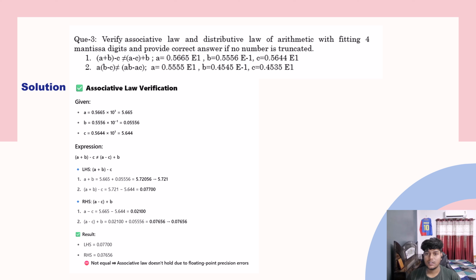However, without truncation, A plus B minus C is 0.5766E, while A plus B minus C is 0.5766E as well when computed exactly, but the intermediate rounding in A plus B introduces a slight error. The correct result without truncation is 0.5766E. This shows how floating point precision can affect arithmetic properties.